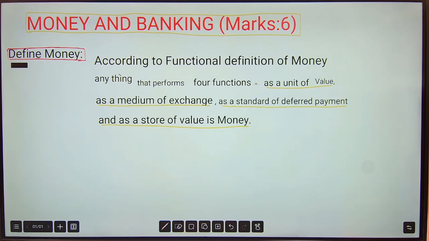As a standard of deferred payment means future payments. All future payments are made in terms of money. It can be salaries, pensions, dividends, profits, any future payments, which are not possible under the barter system. And as a store of value. Store of value means you can store your money for as long as you like, but its value will remain the same. If you keep 100 rupees in your pocket for a month, two months or a year, its value will still remain. That's the definition of money.